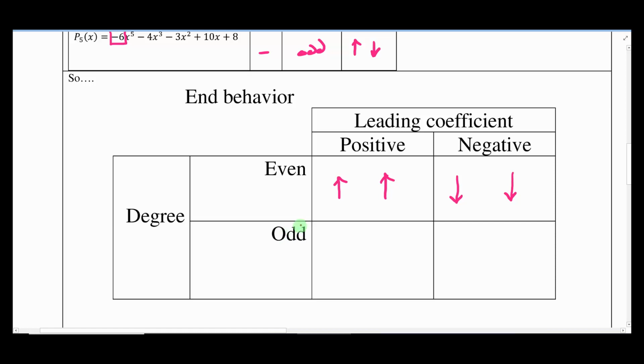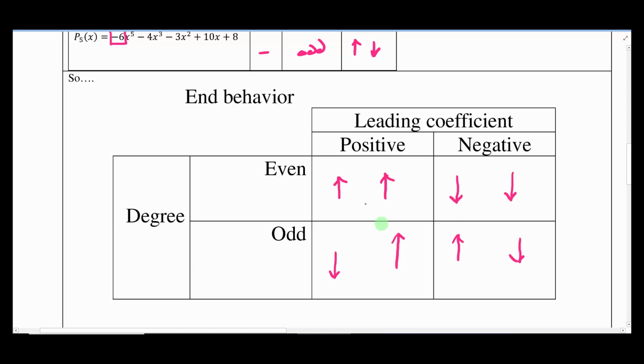And then over here, we saw the odd negative in our examples up above, and with the odd negative, we went up on the left and down on the right. And the only one we didn't really see from our examples up there was an odd positive situation. And in an odd positive situation, these are going to flip around. So that means we're going to have it down, up. So down on the left, up on the right.